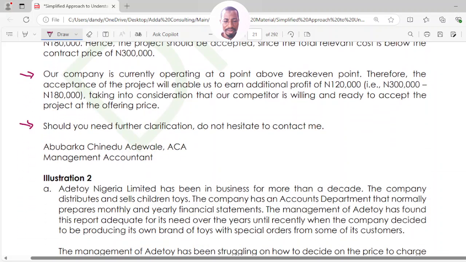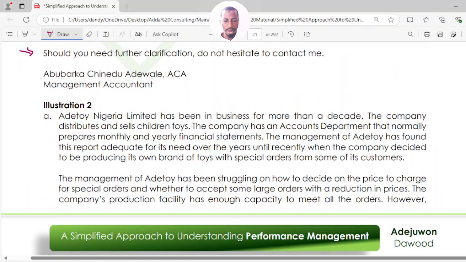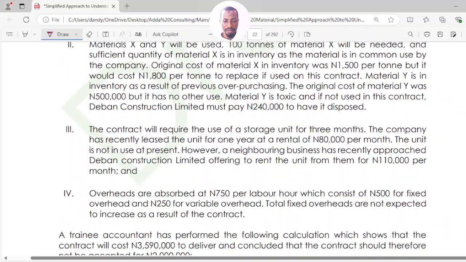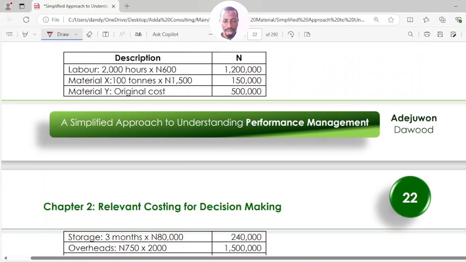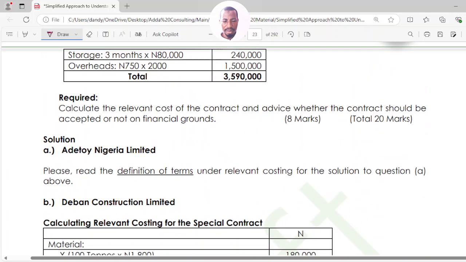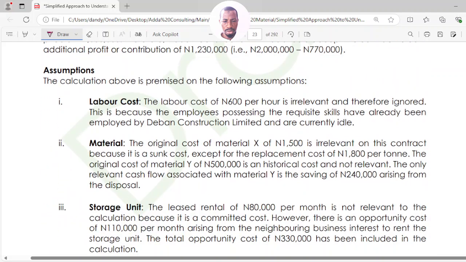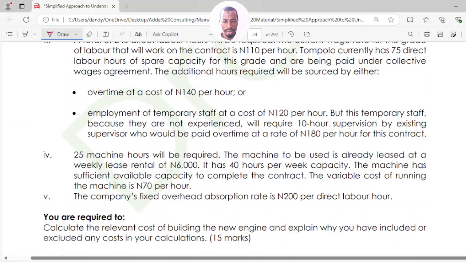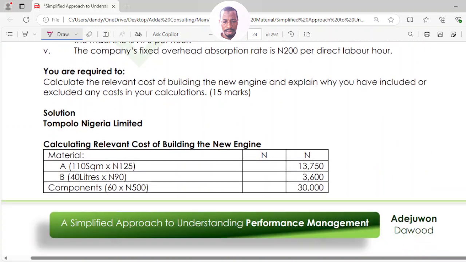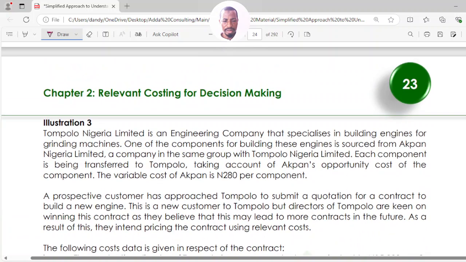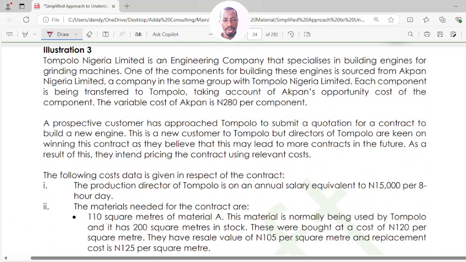Okay. Let me see if I can give you one more illustration, and that will be all for today. Okay, let's treat illustration number 2 quickly. Let me see illustration number 2, or let me see this illustration number 3. Okay, let's solve illustration number 3. That will be faster. So let's solve this illustration number 3.